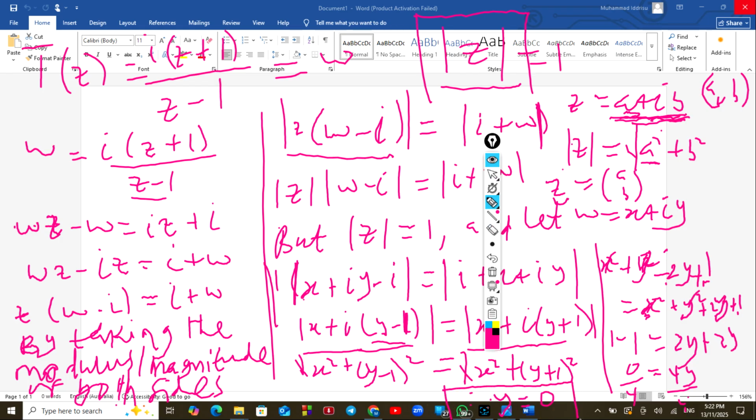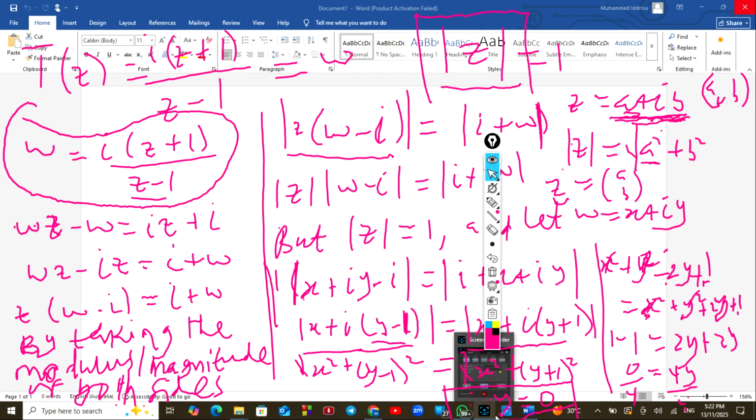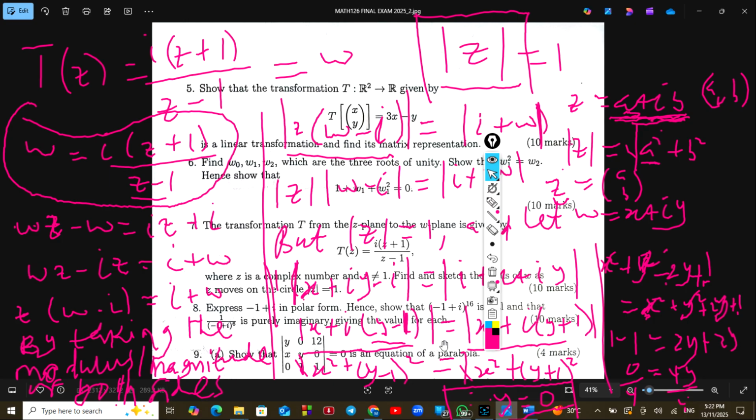So after performing the transformation on z, we see that we have y is equal to 0, and that is the x-axis, the line y is equal to 0. So let's check what we've been asked to do. Let me open the question.